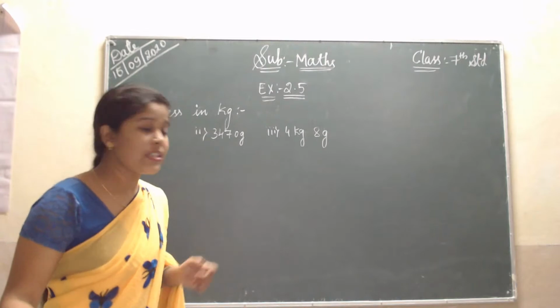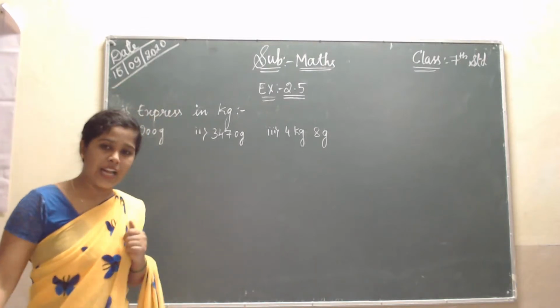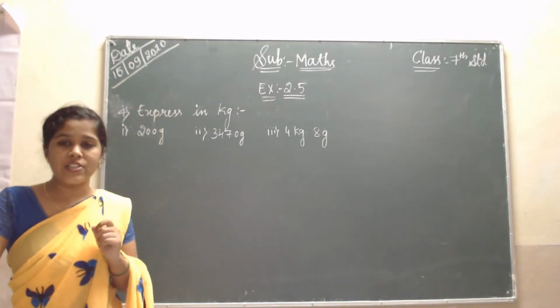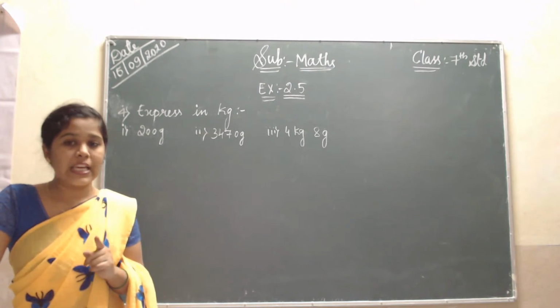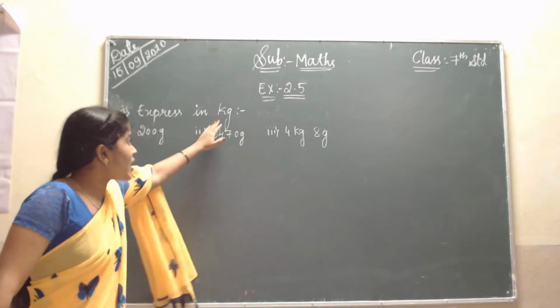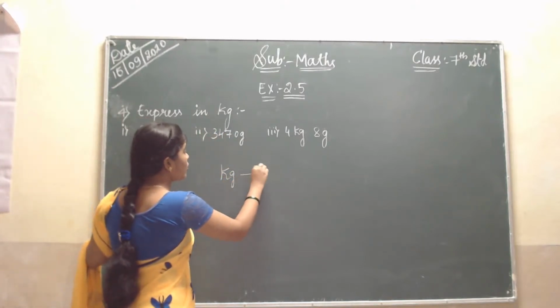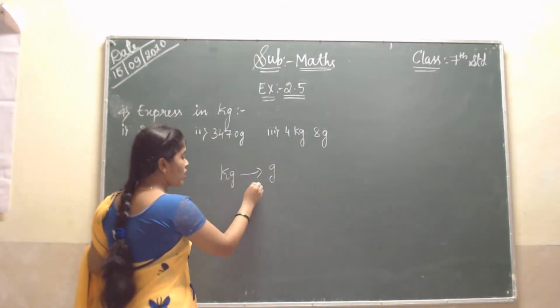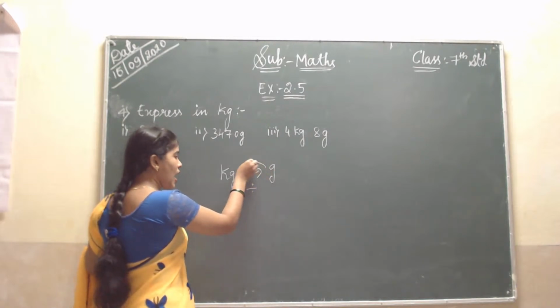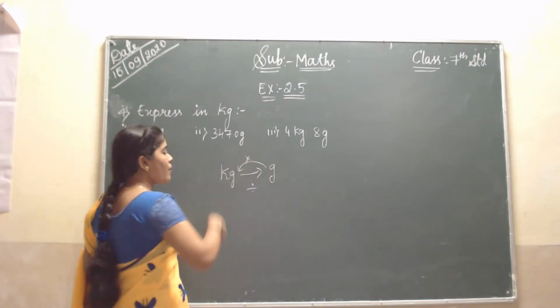In this, dear students, kg is greater or gram is greater? Which is the biggest unit? Yes, kg is the biggest unit. So we are converting biggest to smallest. We are converting this kg to gram. So we have to divide. If we have to convert gram to kg, we have to multiply.